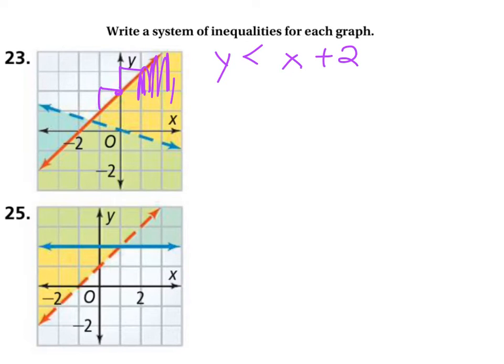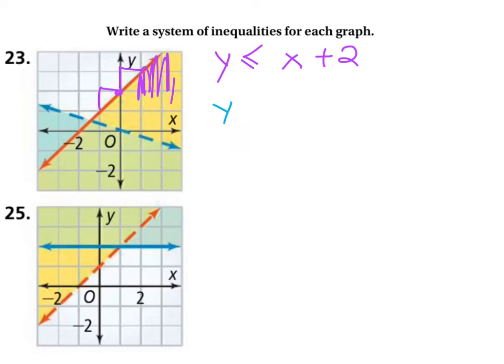Now, let's do it for this other blue line. You notice that it's a dotted line. Oh, and by the way, sorry, I forgot. I messed that up a little bit, because see that this first one is a solid line? That means points along the line should be included. And so we shouldn't just have y is less than, we should have y is less than or equal to. There you go.